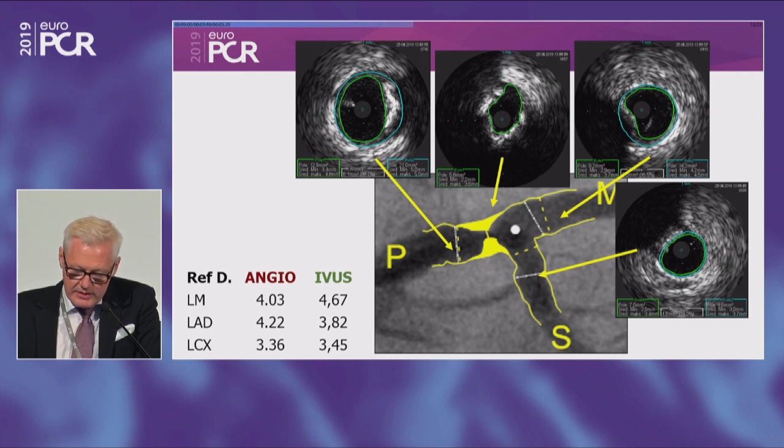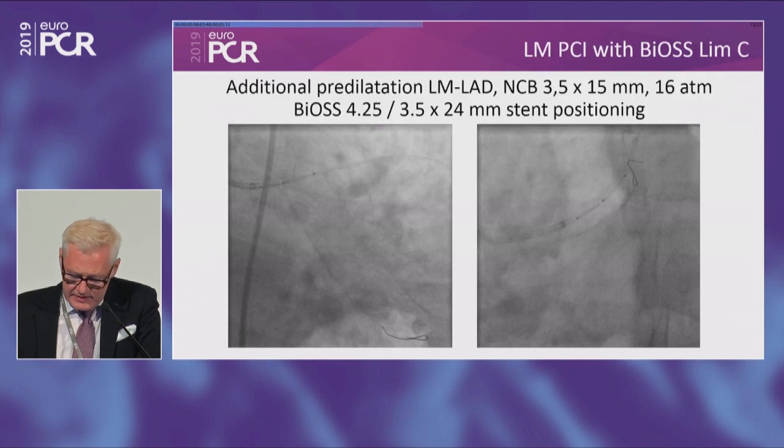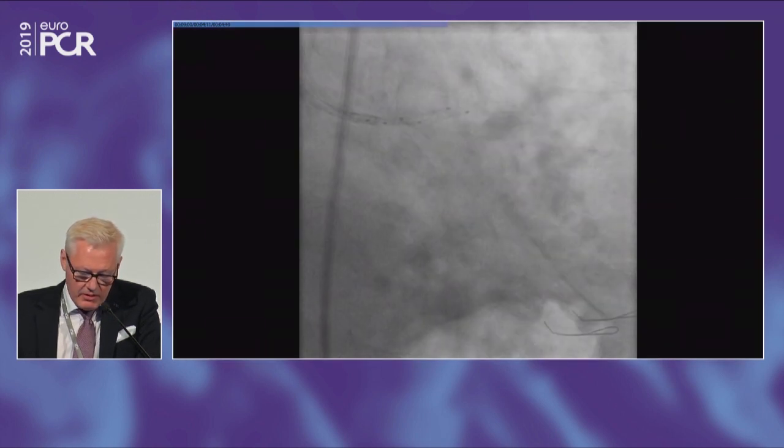What is important in this particular patient, after predilatation, there is a calcium crack, but still the calcium burden is quite large. So this is why I decided to go for additional predilatation with non-compliant balloon 3.5 by 15 and 16 atmospheres, and then decided, based on the IVUS assessment of the references, to implant BiOSS stent 2.5 by 3.5 and 24 millimeter long.